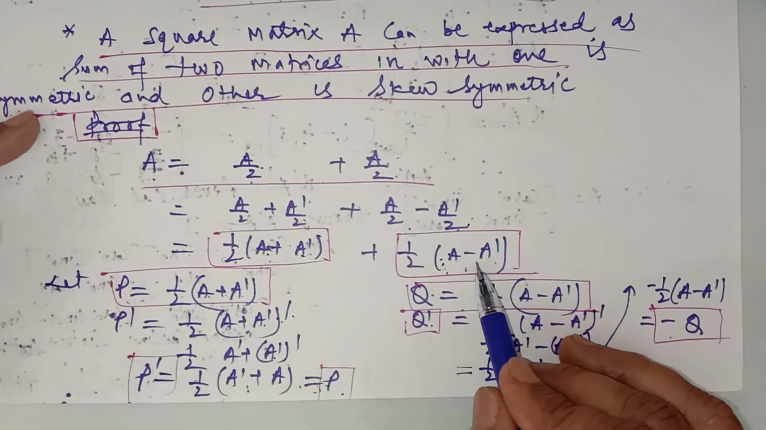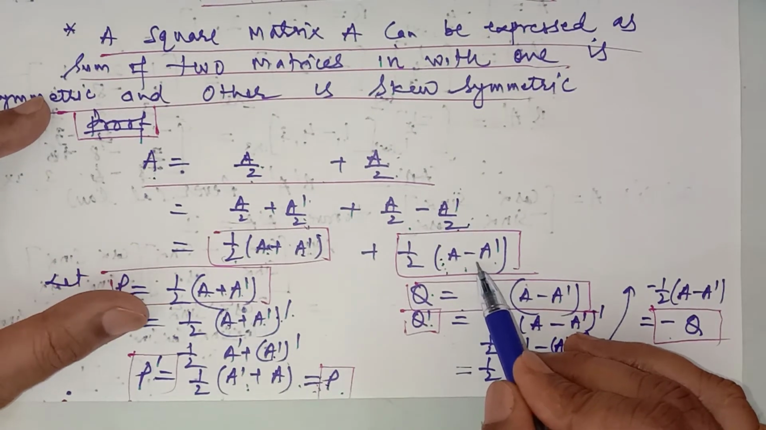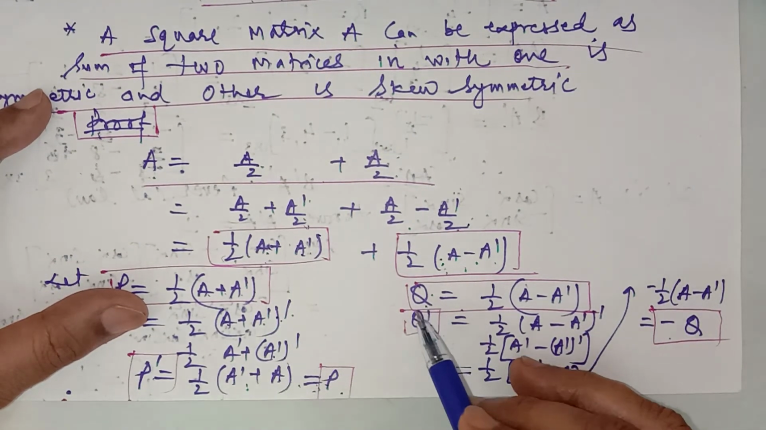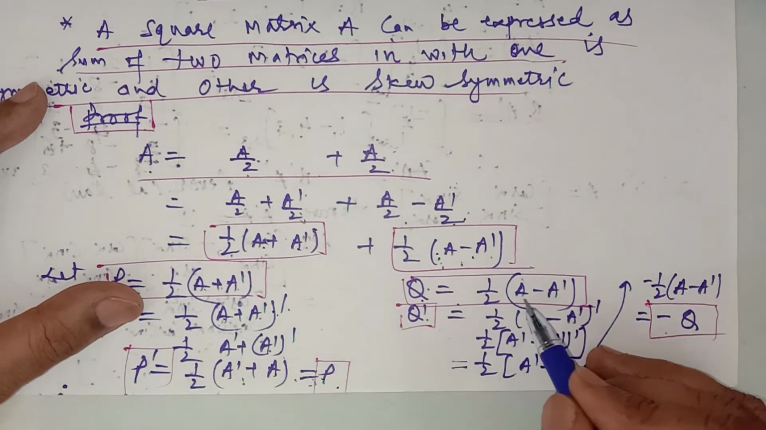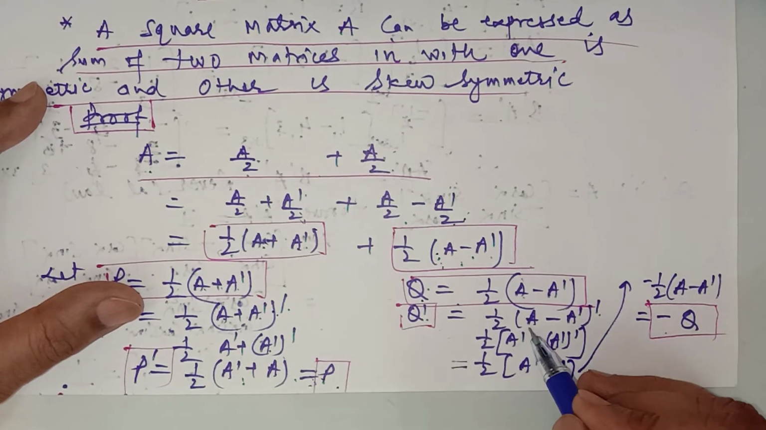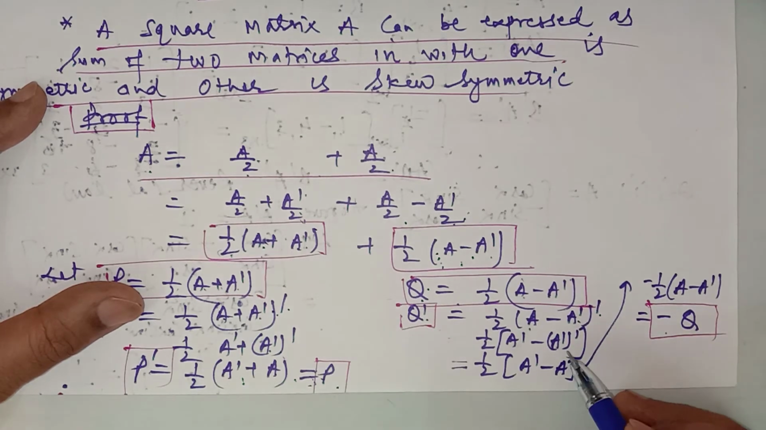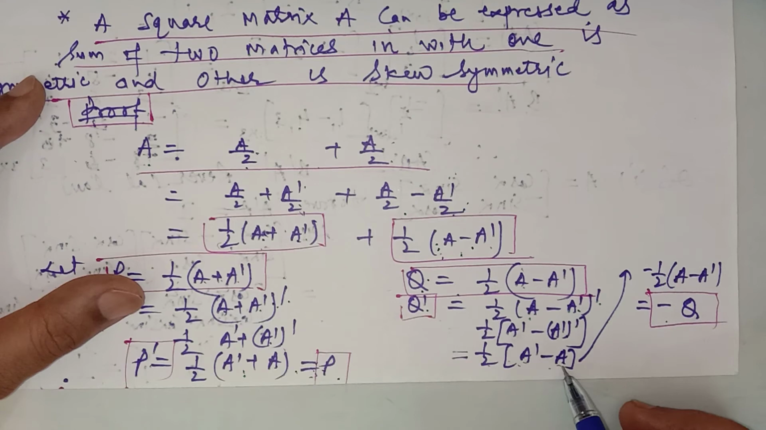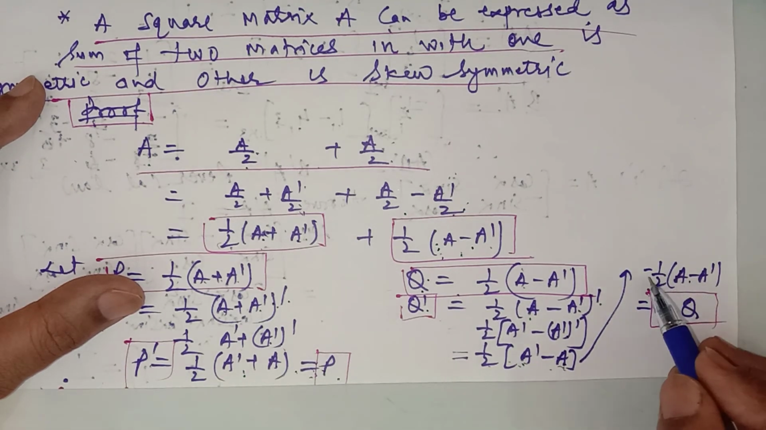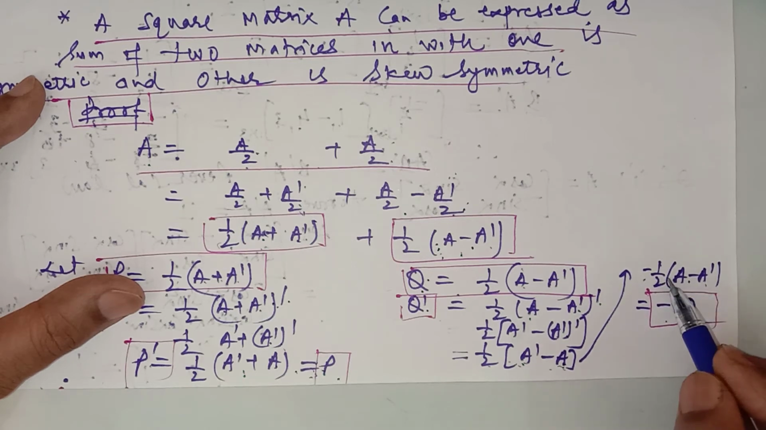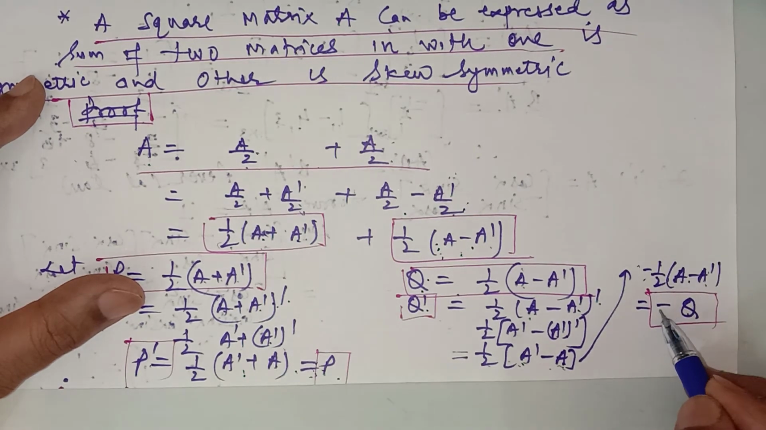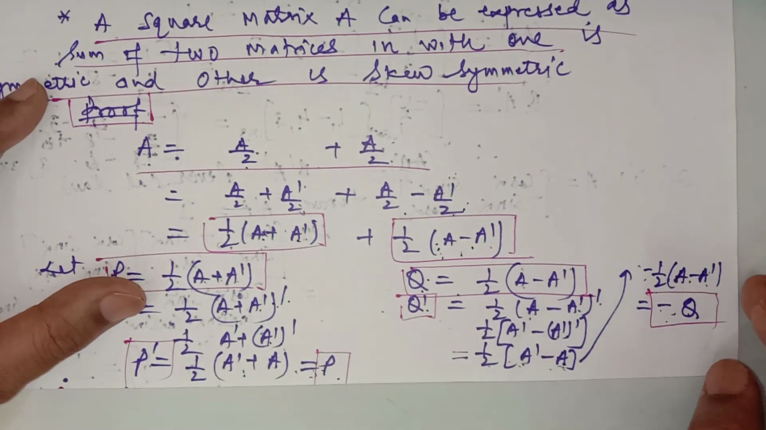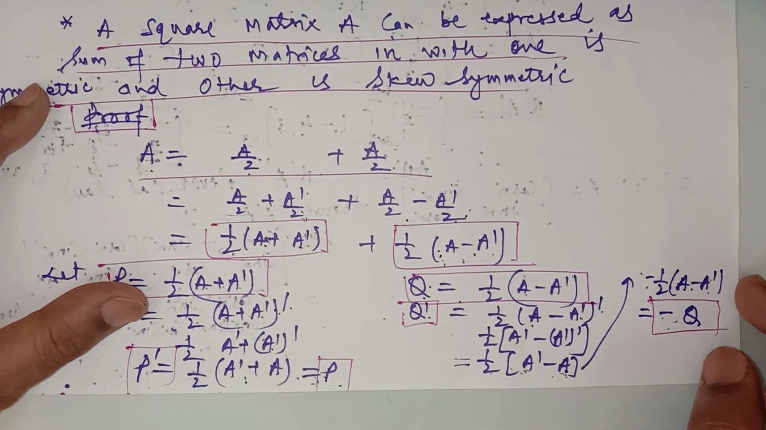Now to prove that half (A minus A transpose), which is Q, is skew symmetric, taking transpose on both sides: half (A minus A transpose) whole transpose gives A transpose minus A double transpose. A double transpose is equal to A. Now take minus common in the last step, so this will become positive and this will become negative. See the step here: minus common, half (A minus A transpose) is equal to Q, and the minus sign is there. So Q transpose is equal to minus Q. It means half (A minus A transpose) is a skew symmetric matrix.